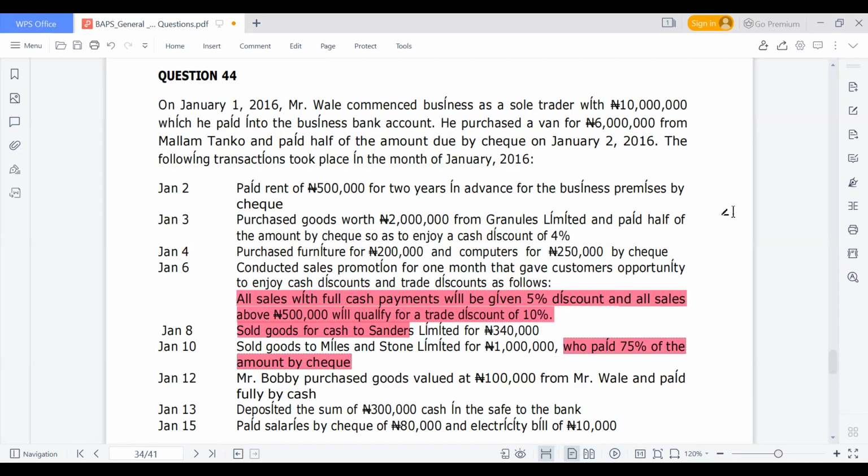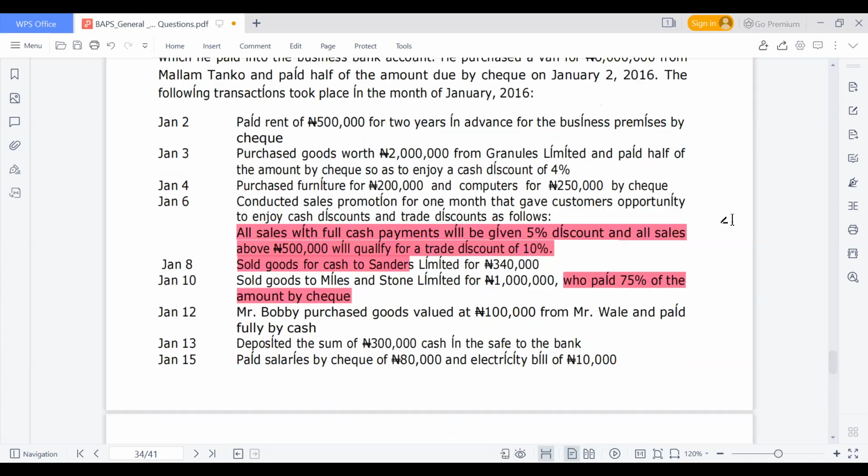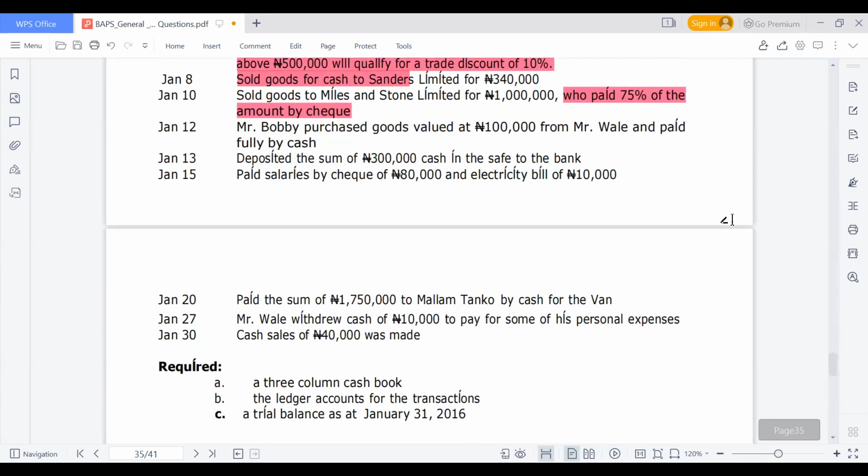So we are going to be looking at question 44 from our general practice questions. I'm going to use this question because, I think during the last class, we did the accounting equation and ledger. So today is going to be the final day.